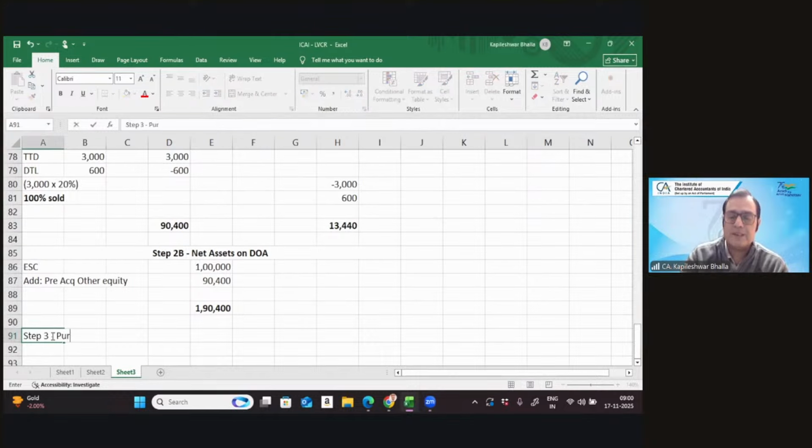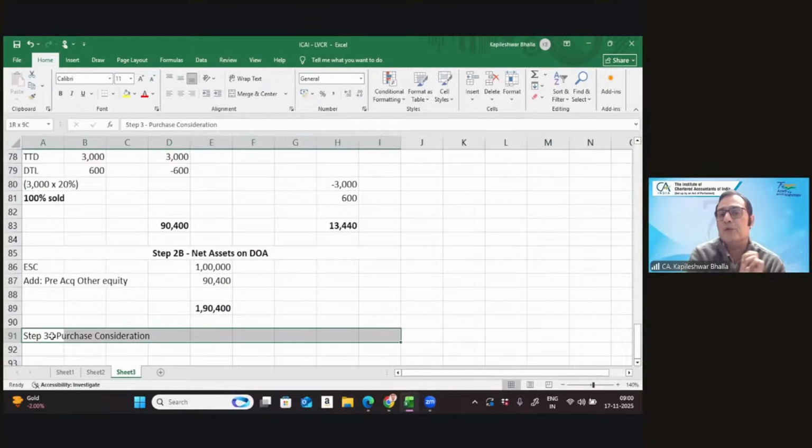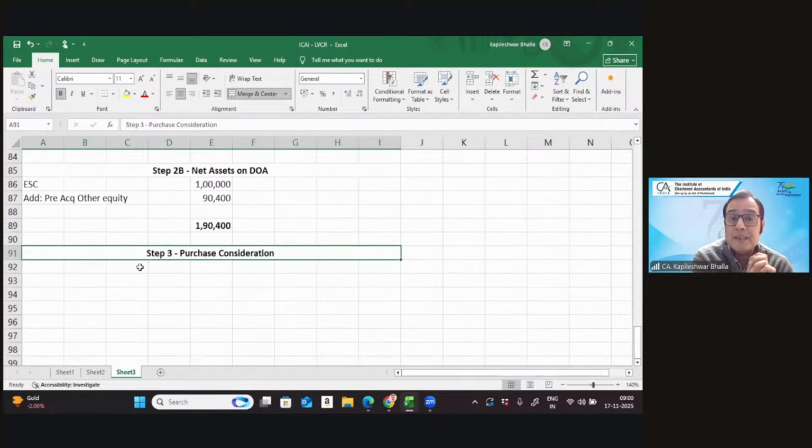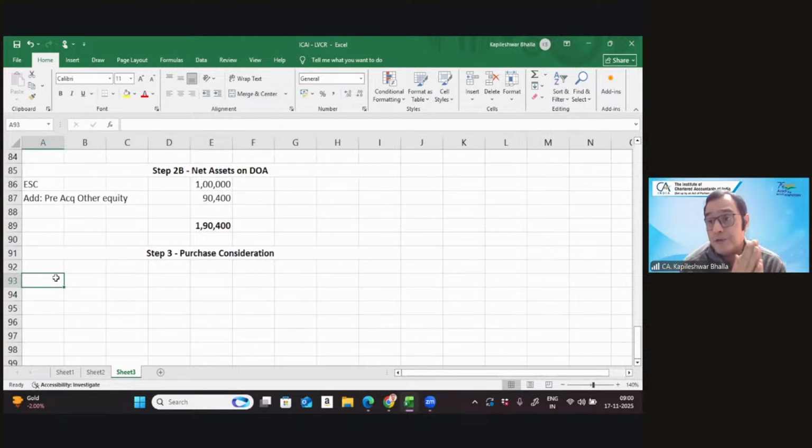Step number 3 is on the calculation of the purchase consideration. In this particular case, we're just concentrating on the subsidiary only so far. As far as the PC is concerned, now we know the rectified consideration, because the investment in the balance sheet would now stand changed. Sorry, the investment is the same in the balance sheet.